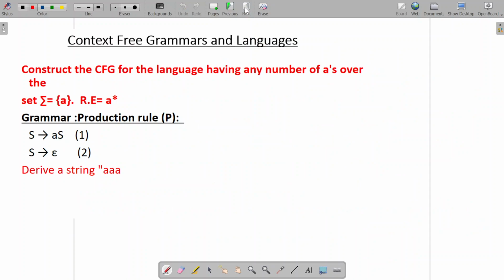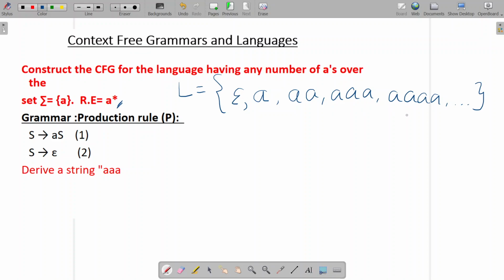Let us see one small example. Construct a CFG for a language having any number of a's over the set sigma equal to {a}, where the regular expression is given by a star. A star indicates all possible combinations, and L contains epsilon. It's a Kleene closure, which means it may or may not have a's. So it includes the null symbol and all combinations of a: single a, double a, triple a, quadruple a, like that of infinite length. It indicates all possible combinations of a including null.